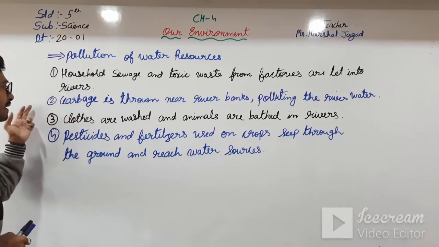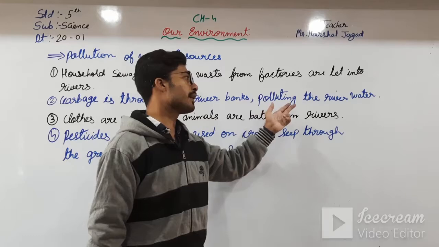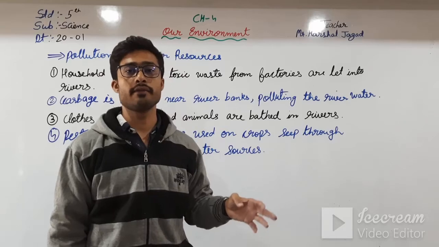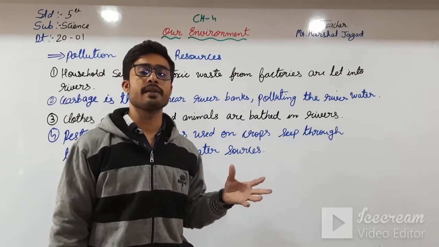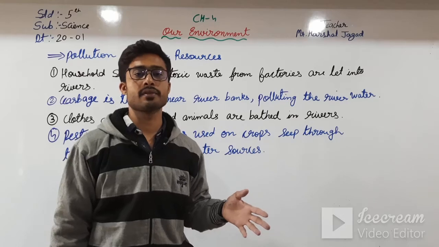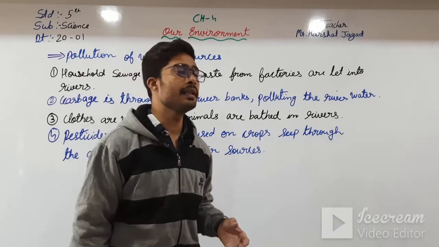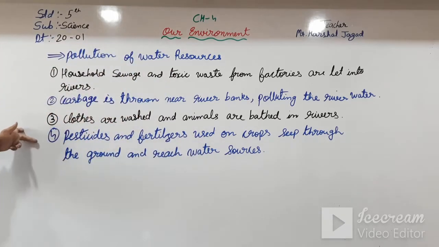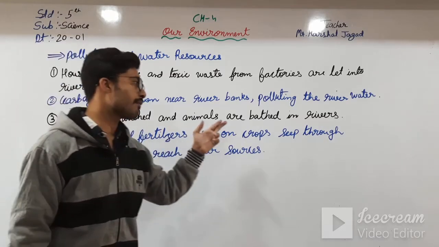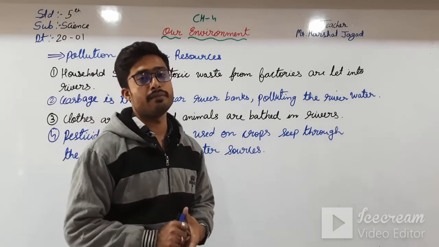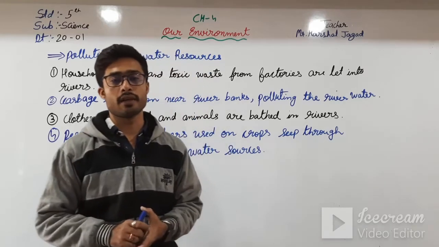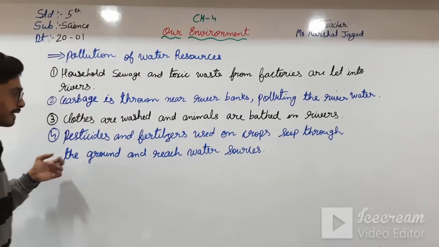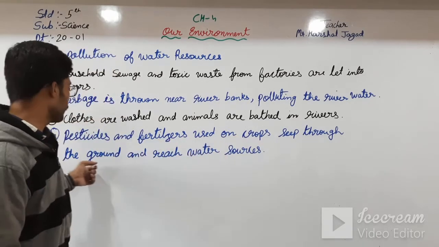And then the second one is garbage is thrown near river banks, polluting the river water. So we know that when we go to the river areas for a vacation or anything else, we throw the waste on the banks of the river, and due to wind it goes into the river. Then the third one is clothes are washed and animals are bathed in the river. We have seen many times the washing of clothes and the washing of animals in the river.